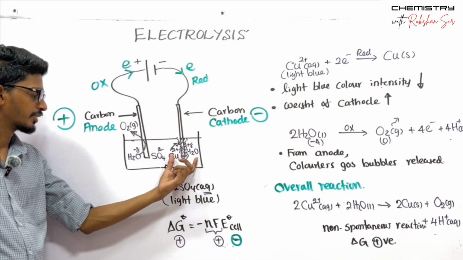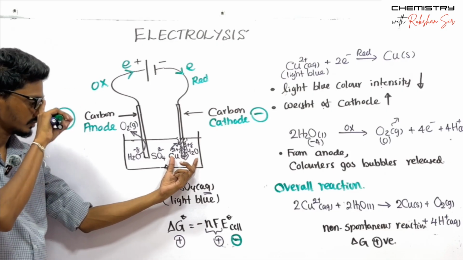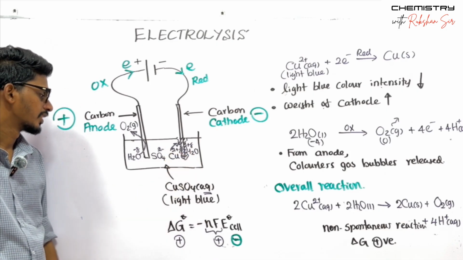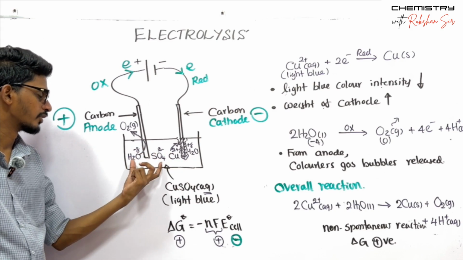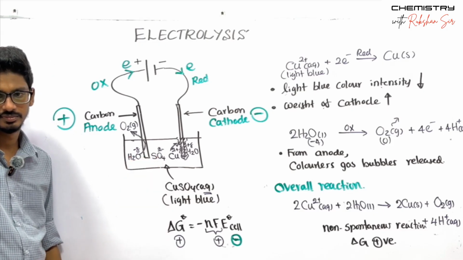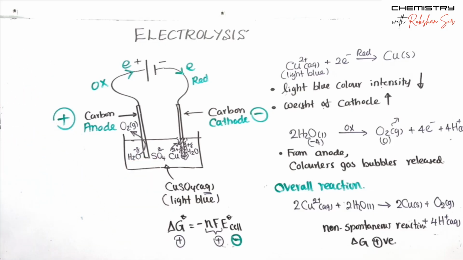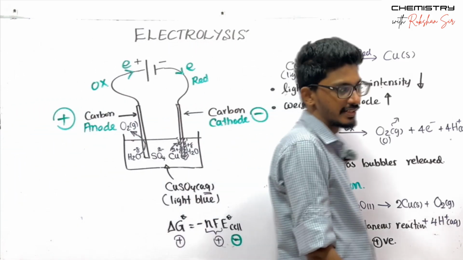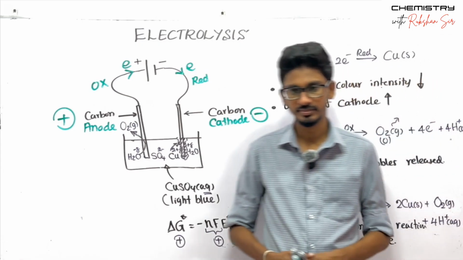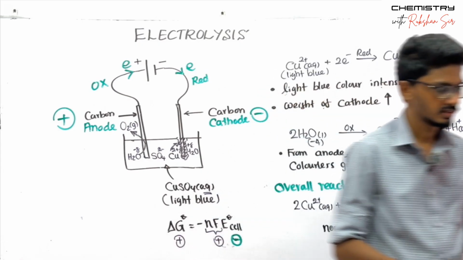Out of species coming towards cathode, which one will react first? We have to study that, and then we have to study out of species coming towards anode, which one will react first. Those are the two major things we have to study now. Let's start with the cathodic process. Which one will react first at the cathode? Okay, let's start.